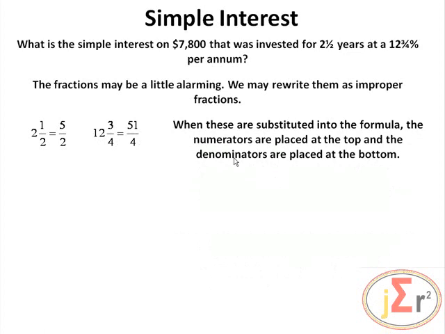So when these are substituted into the formula, the numerators are placed at the top and the denominators are placed at the bottom. So we are going to put that in the formula. That is our formula. That means where we see the rate, what is the rate?